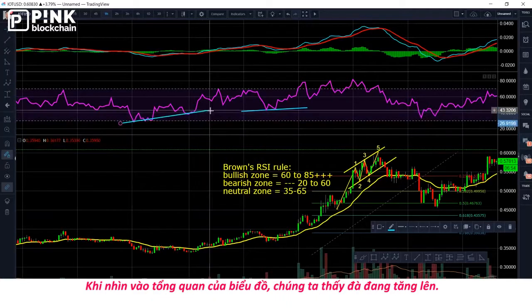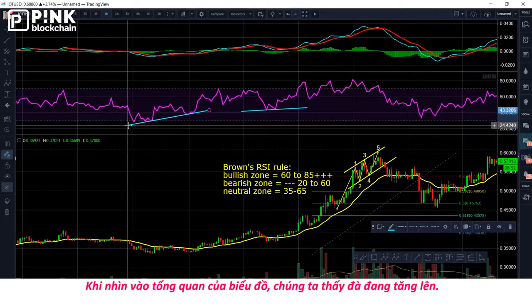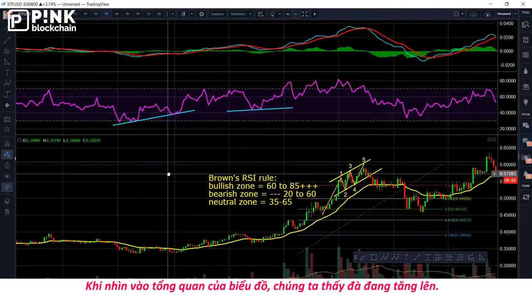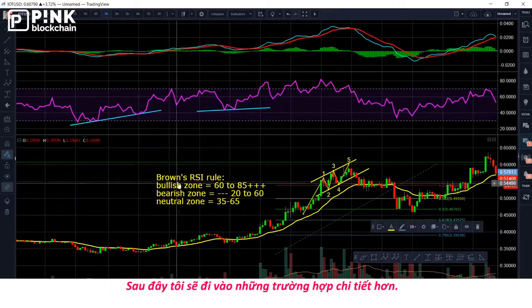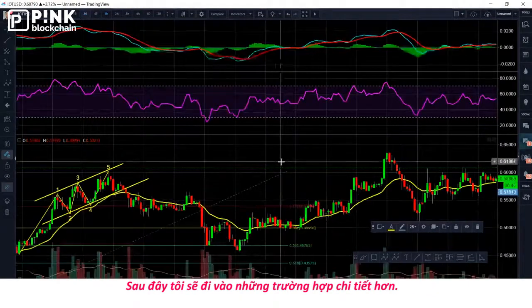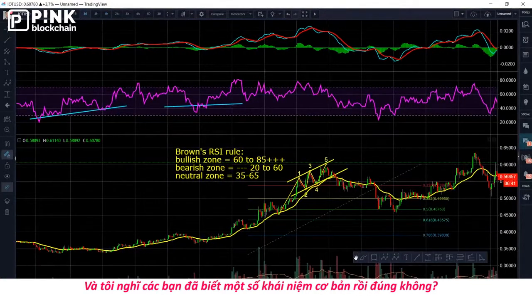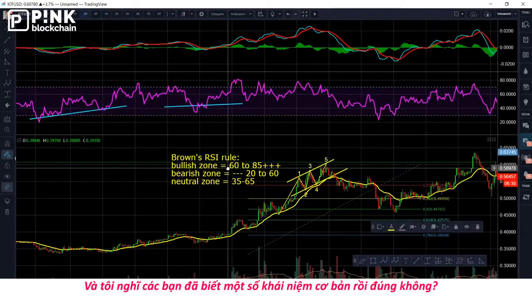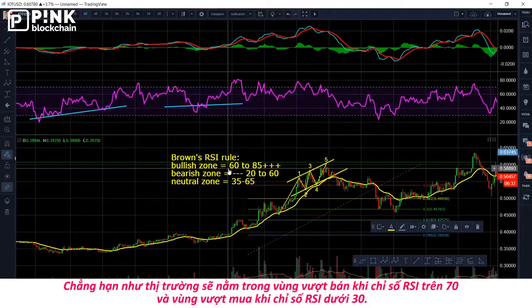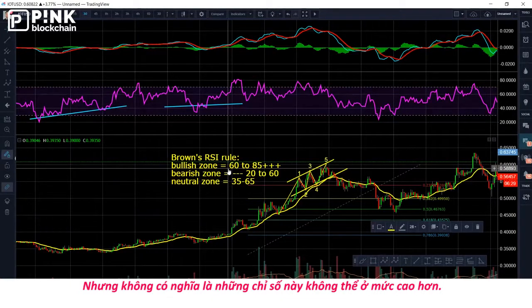And if we draw it on the bigger picture like that as well, we can easily see that the RSI is gaining momentum, right? Now let's go over some specifics. I want to go over specific case-by-case scenarios, and I will assume that a lot of you guys know the basics already for RSI, which is over 70 is overbought, and under 30 is oversold. But it doesn't mean that it can't peak out higher than that, okay?